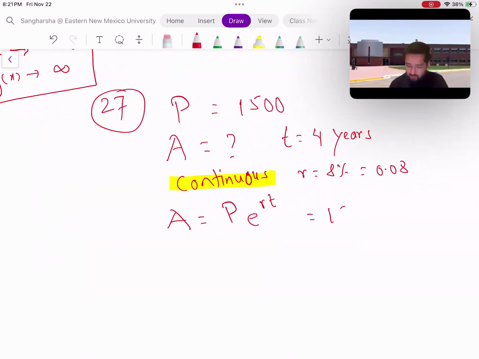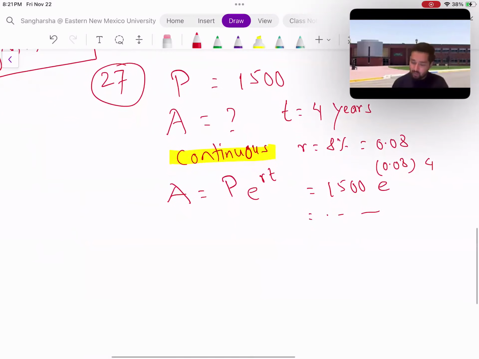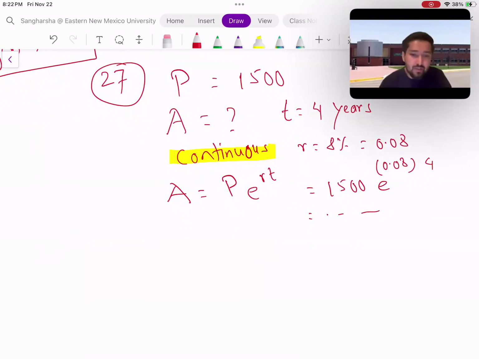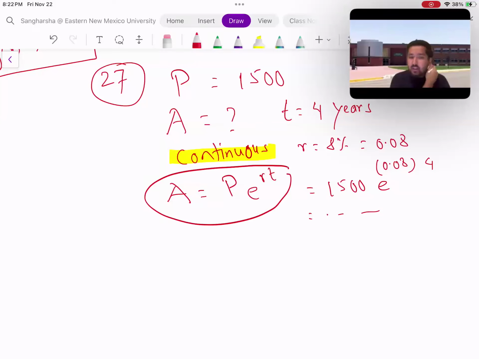You substitute. So your P is 1,500, your e is a number, your r is 0.08, time t is 4. So the remaining, you can do it using your calculator. And in 28, the interest is 3.5 and time is 5. And you are asked to use the continuous compounding. Okay, so whenever you have continuous compounding, you're going to use this formula.